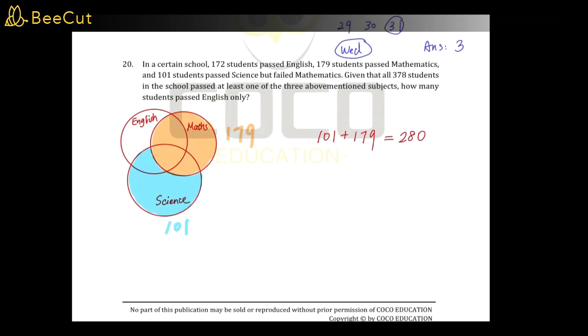Those who only pass English are the remaining number of students, this part here. So we can just use the total. Total is 378, so minus 280. This equals 98. So those who only pass English is 98 students.